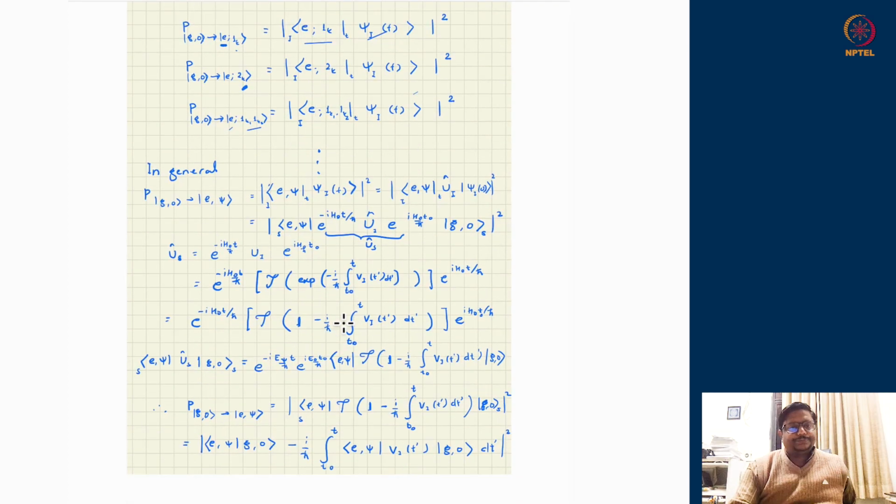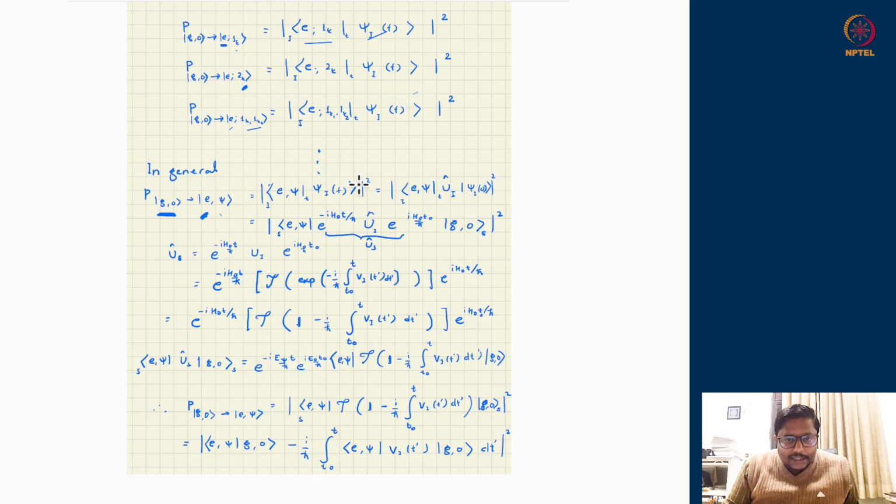So in general, I can write down the likelihood of the initial state, which was G0, going to some state in which the atom is excited while the field is in one of the possible excited or ground states. I'm writing it as psi. Psi can stand for either vacuum or single excitation or double excitation or triple excitation, whatever you want to put here. And as we saw, this will be obtained from the mod square of this projection.